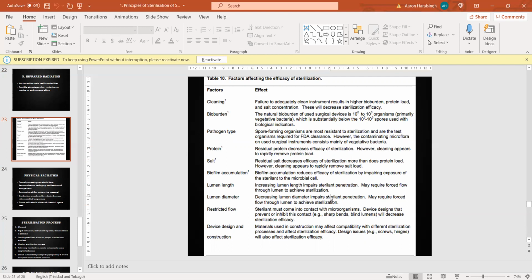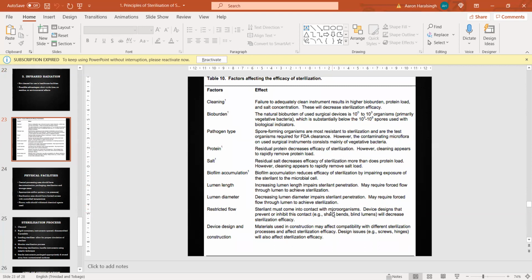The length of the lumen, in the case of instruments that have a lumen, can impair the amount of sterilant penetrating, and that may require forced flow through the lumen in order to achieve sterilization. The diameter of the lumen also affects it. Again, the smaller the diameter, the greater the impairment of the penetration of the sterilant, and again, it may require forced flow through the lumen to achieve sterilization.